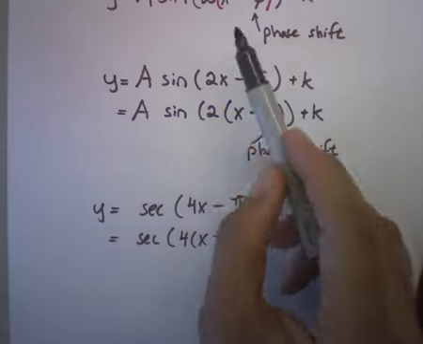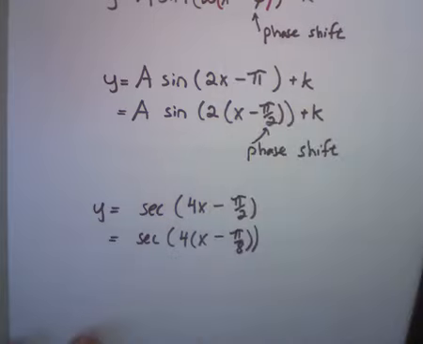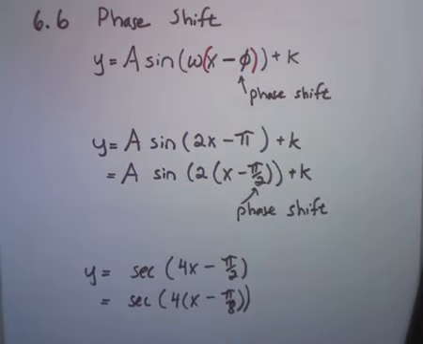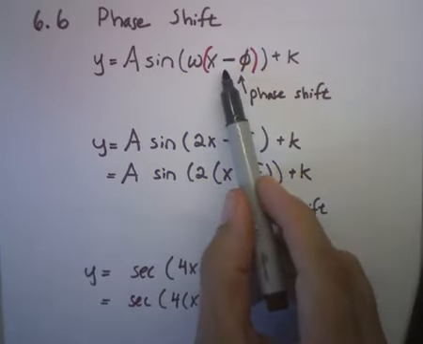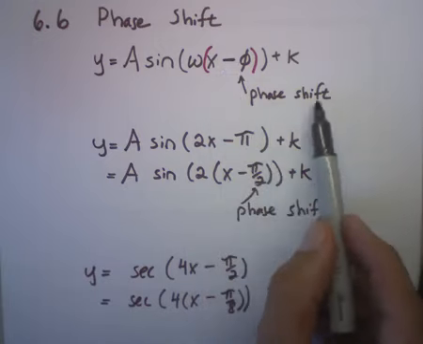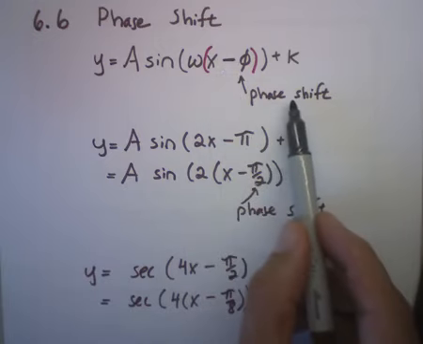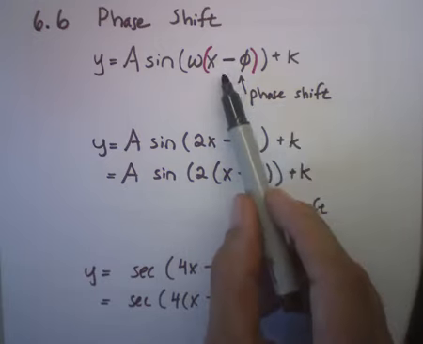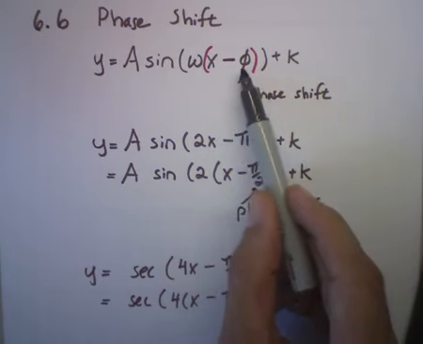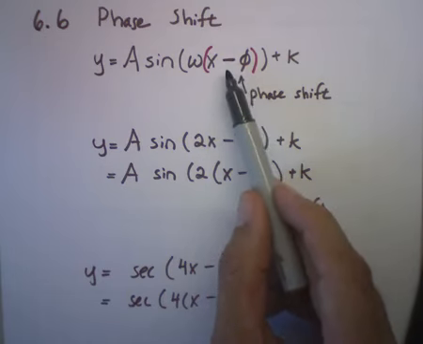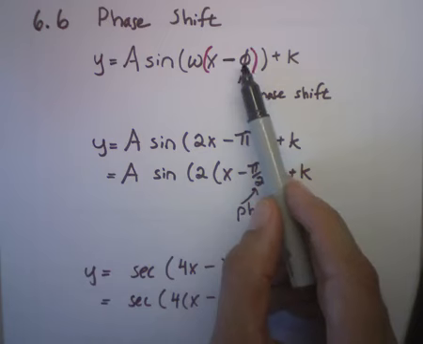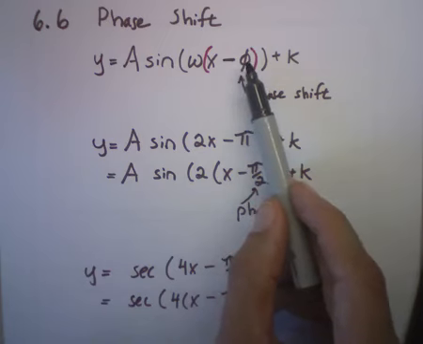So when this is written up here in the general form, with a minus in here, that's accurate for saying this is the phase shift. So if it says minus pi over 2, then that's pi over 2 to the right. If it says plus pi, that would be pi to the left.